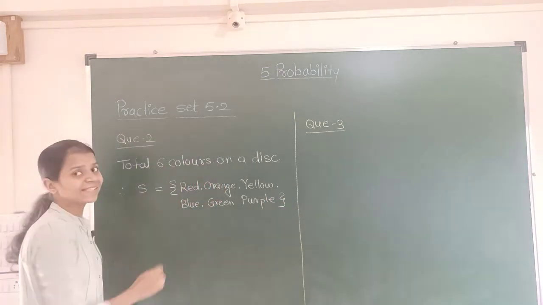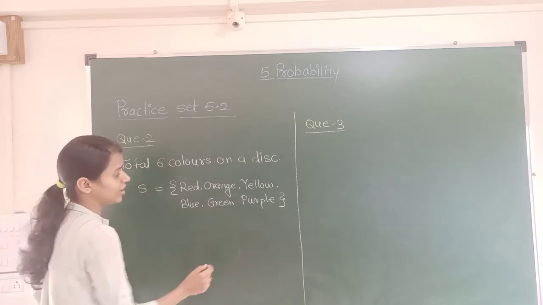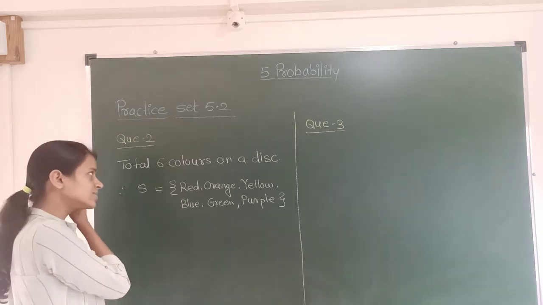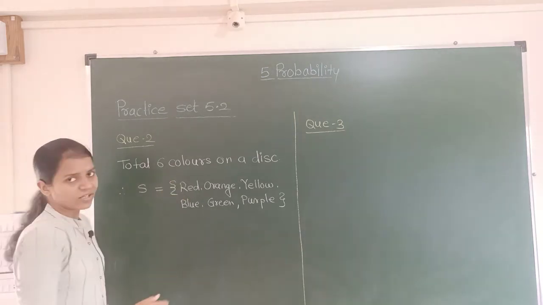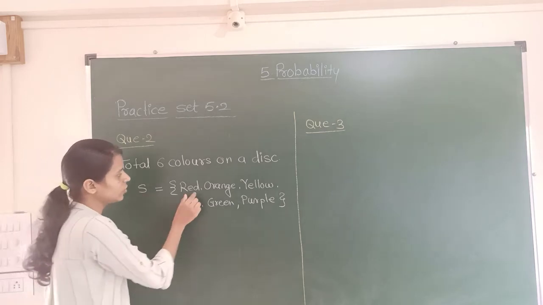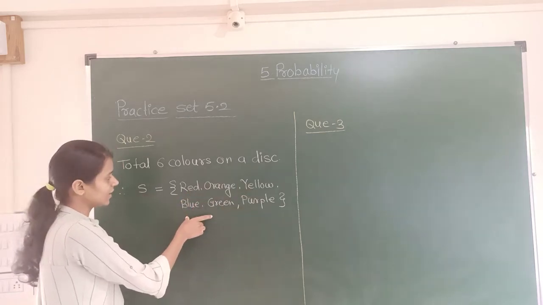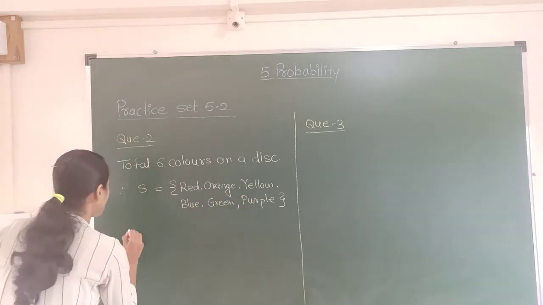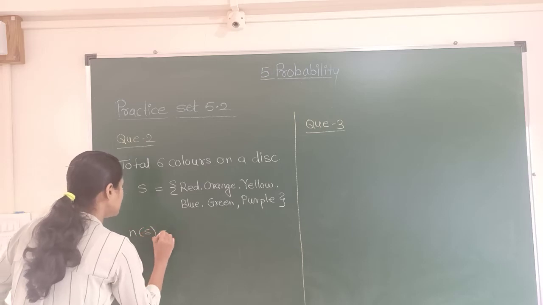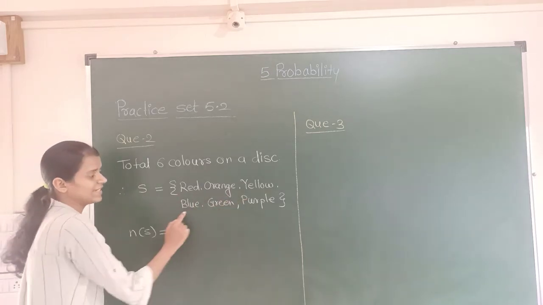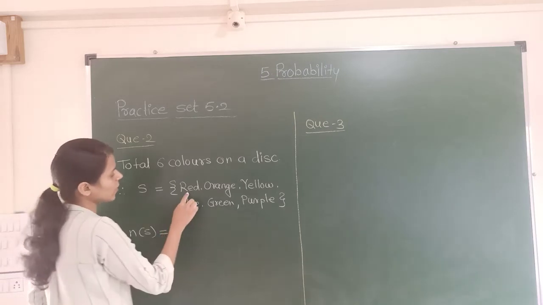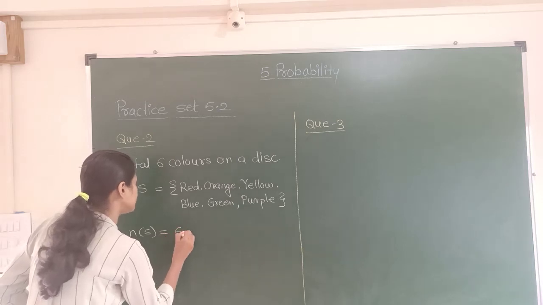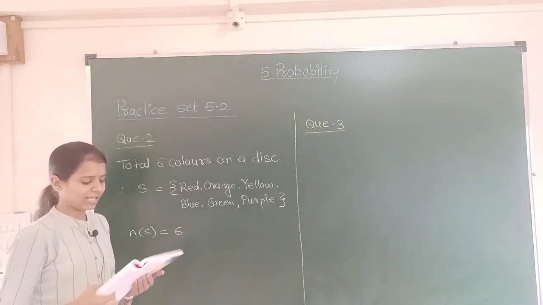See, sample space is a set, so you have to write in a curly bracket and you have to separate each element in a set by a comma. So there are total 6 colors on a disc. So sample space S is equal to, we have written those colors in a curly bracket, red, orange, yellow, blue, green and purple. Now we have to write number of sample points. The elements present in a sample space are called the number of sample points. So 1, 2, 3, 4, 5, 6. There are total 6 colors. So n(S) is equal to 6. Okay, it is as simple as that.